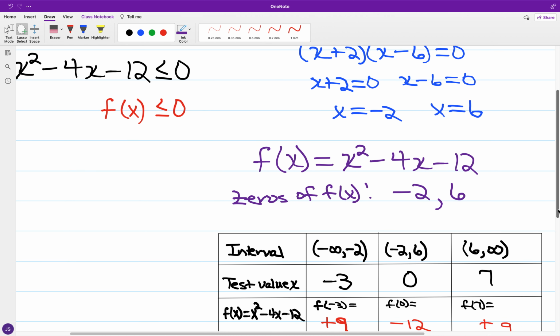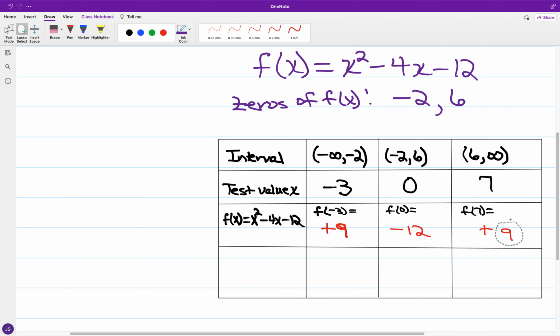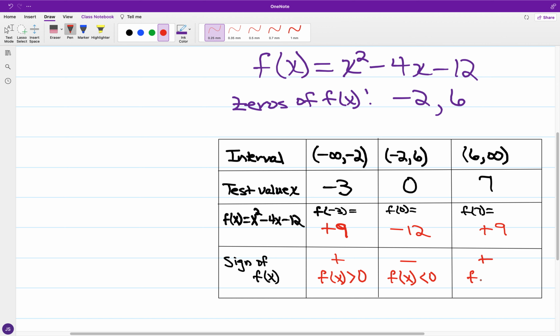And looking at the sign value of f of x. For values of x selected that are less than negative 2, like negative 3 being such a case, the output is going to be positive. So f of x is greater than 0. Then in the middle interval, we're going to have a negative output. In the last case, we're back to having a positive output.